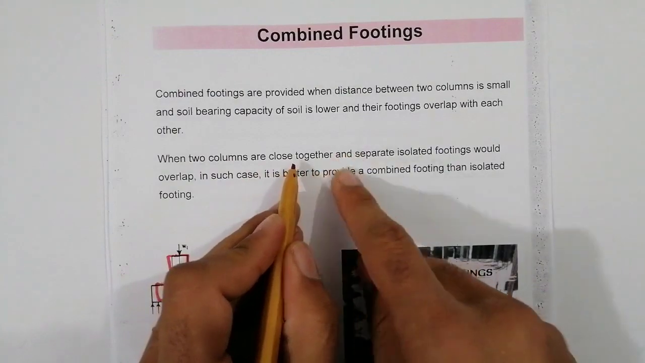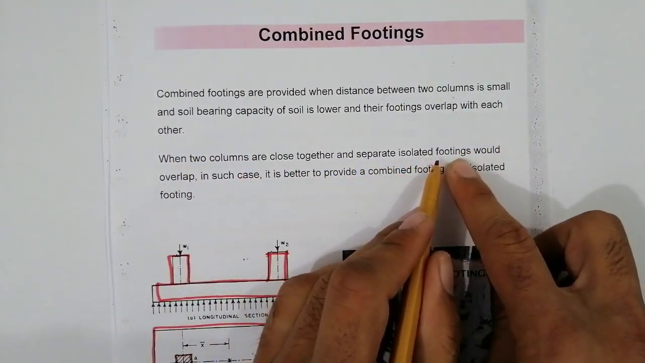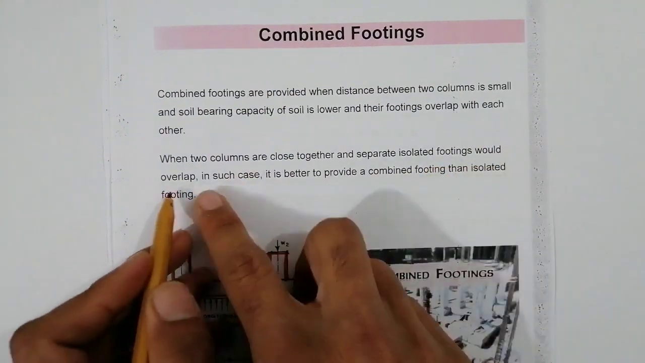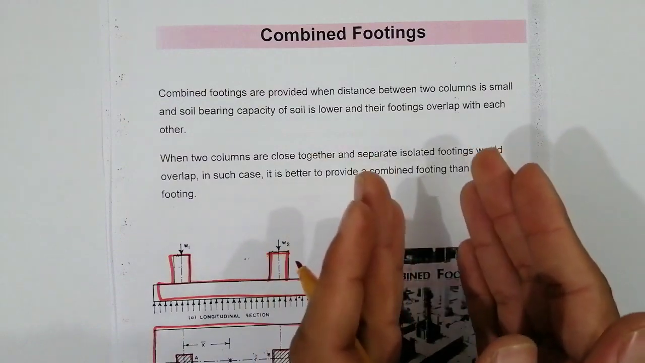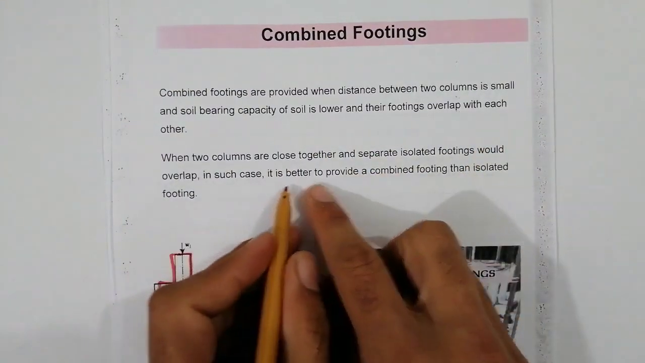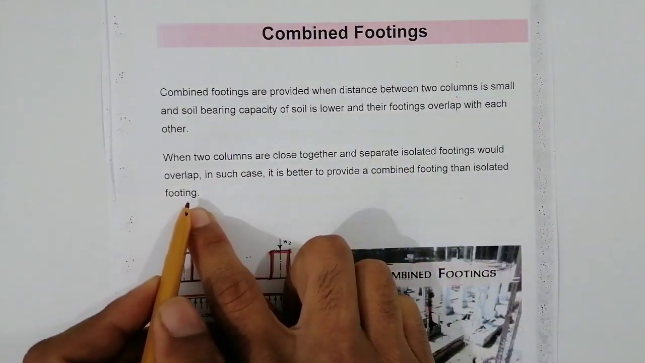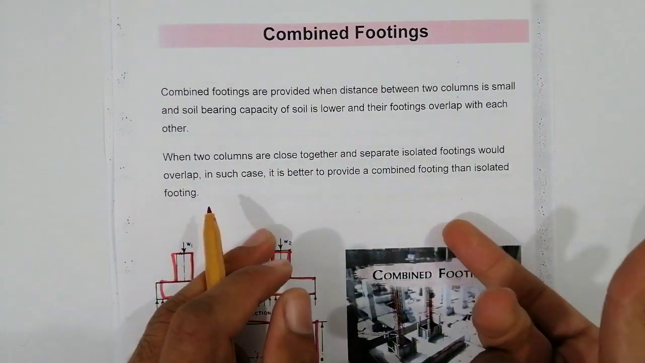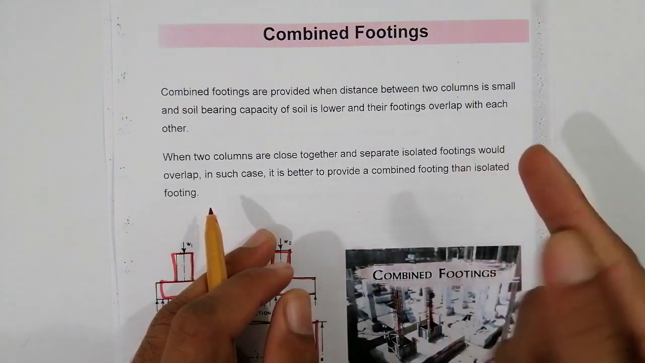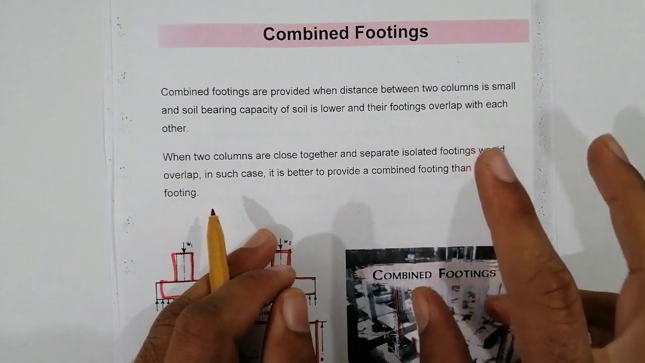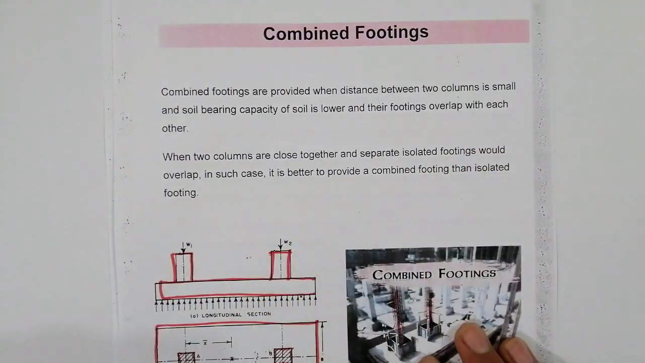When two columns are close together, separate isolated footings would overlap. When isolated footings overlap and cross each other, it is better to provide a combined footing than isolated footings. Because an isolated footing is designed for an individual column, it supports just one column, but a combined footing supports two columns or more than two columns, like this.